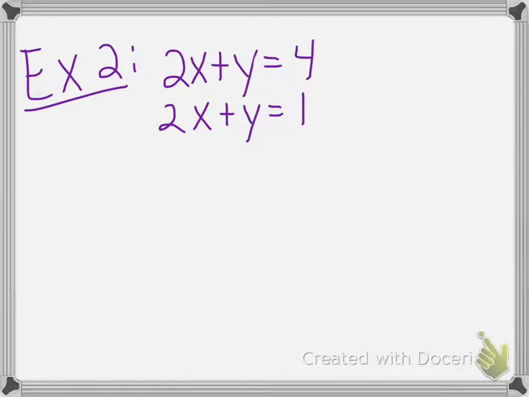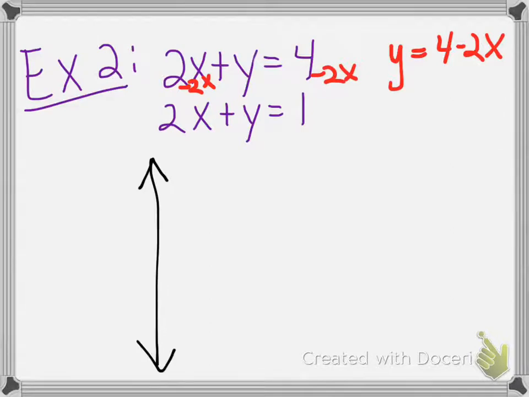Alright, let's try another one. Now that we know what our goal is, we're going to try graphing these and see what happens. So, I'm going to start with this first line. I'm going to subtract 2x and subtract 2x. So y equals 4 minus 2x. Okay? Then I'm going to come down here and make myself a graph.